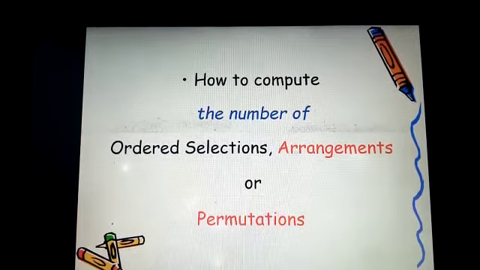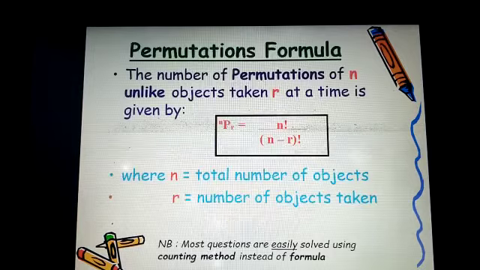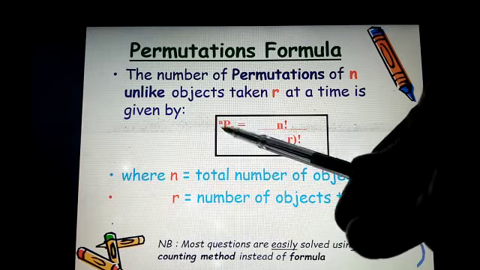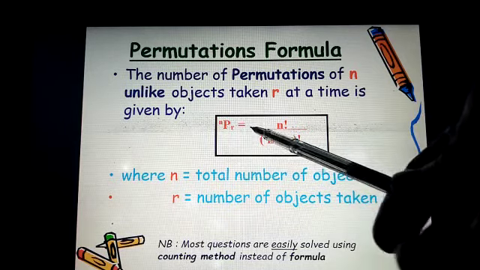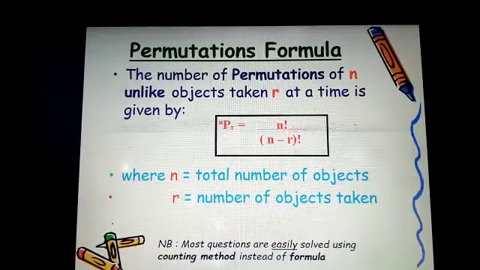How can we compute the number of ordered selections, arrangements, or permutations? We use the permutation formula. The number of permutations of n unlike objects taking r at a time is given by nPr equals n factorial over n minus r factorial, where n is the total number of objects and r is the number of objects taken. Most questions are easily solved using counting methods instead of the formula.